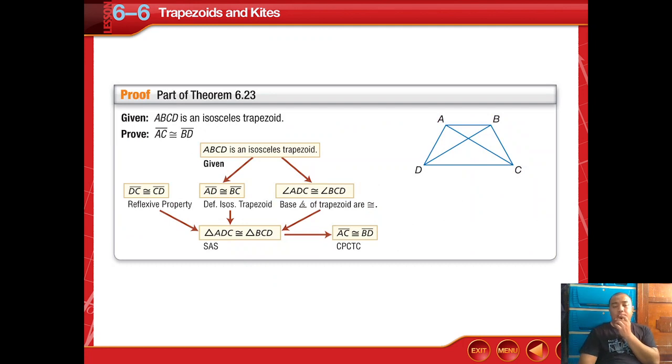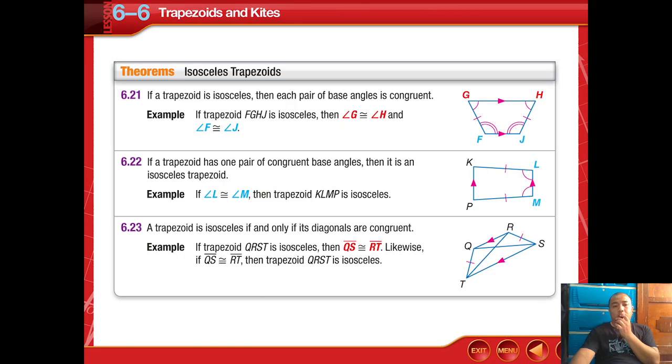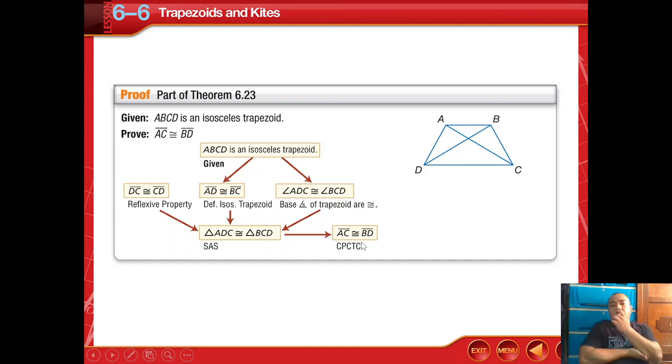Okay, proof of theorem 6.23: a trapezoid is isosceles if and only if its diagonals are congruent. Given ABCD is an isosceles trapezoid, prove that AC is congruent to segment BD. ABCD is an isosceles trapezoid, given. Then DC is congruent to CD, reflexive property. AD is congruent to segment BC, by the definition of isosceles trapezoid, meaning the legs are congruent.